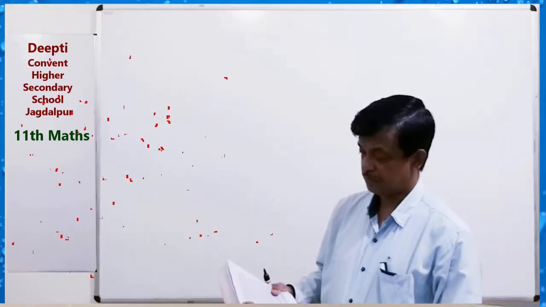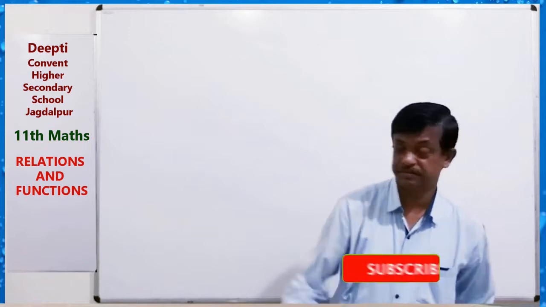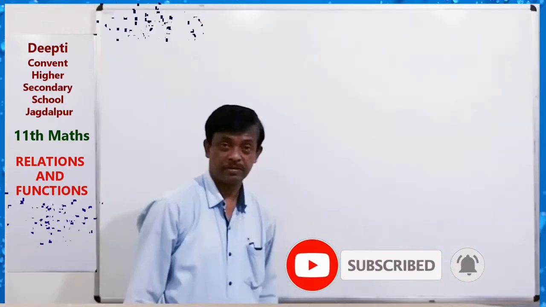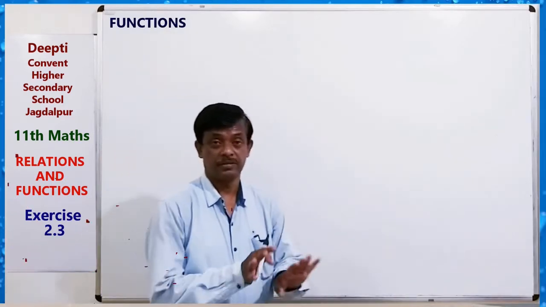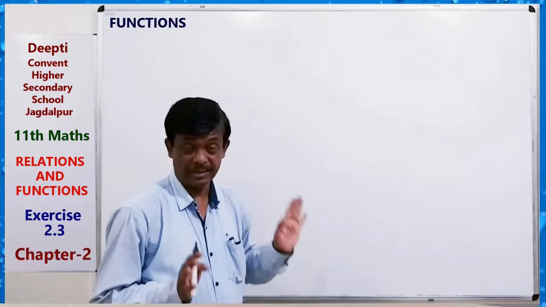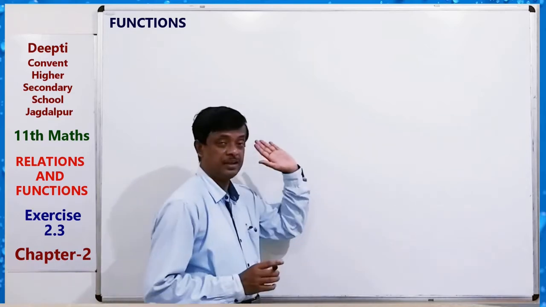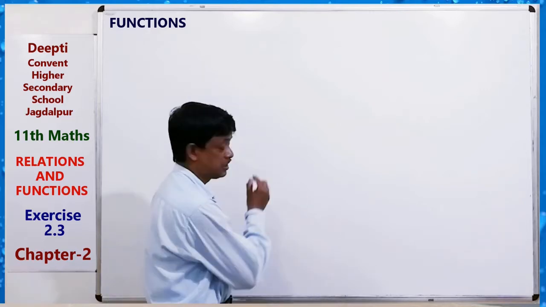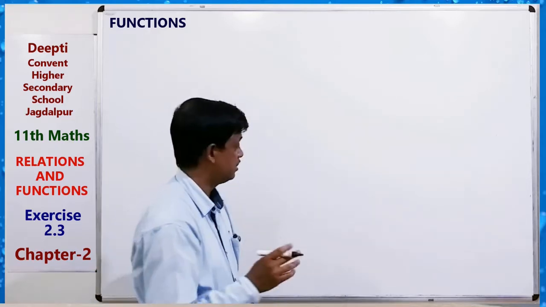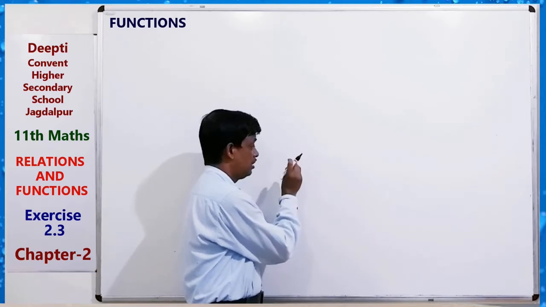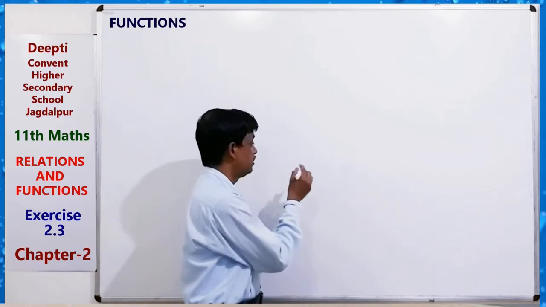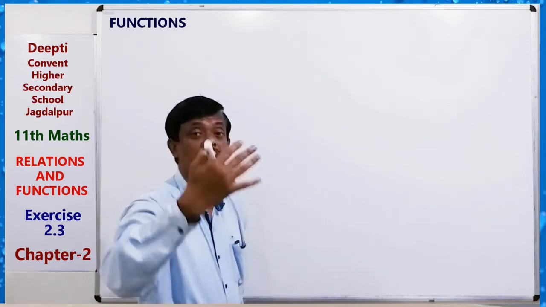Today I will continue chapter 2, that is function. In the previous class we studied about relations, also the Cartesian product. We know that a relation is a set of ordered pairs, that is, a relation from one set to another set.